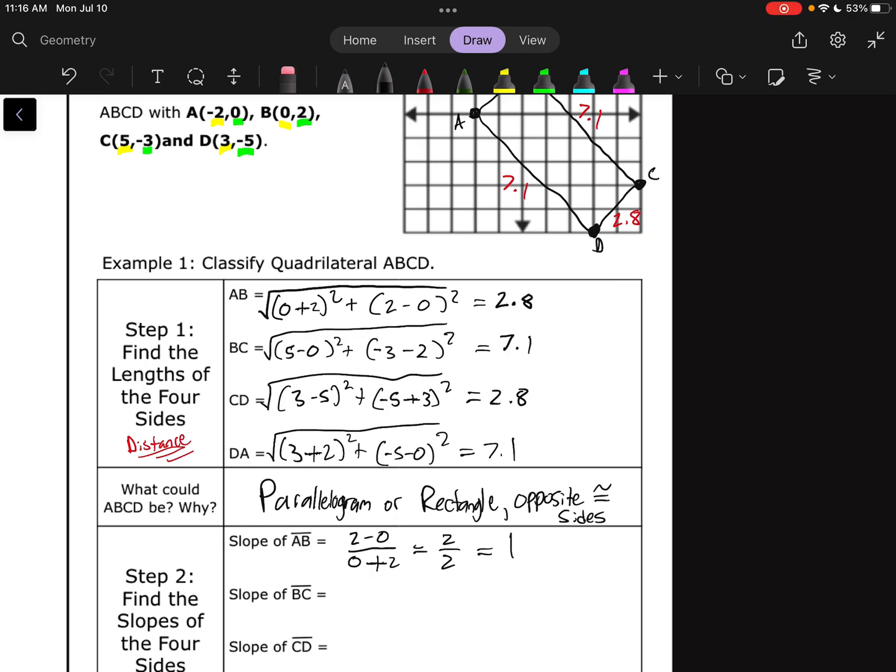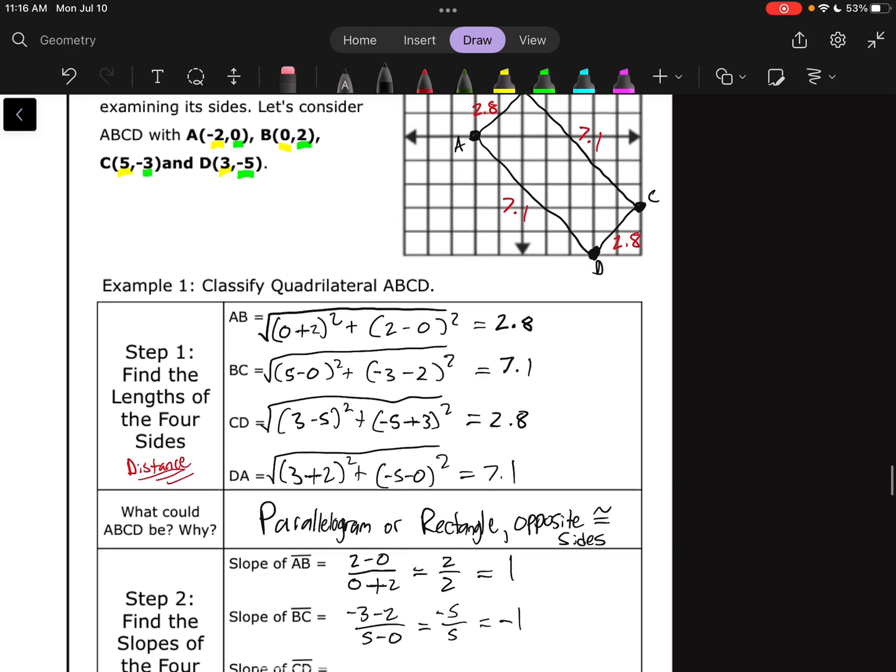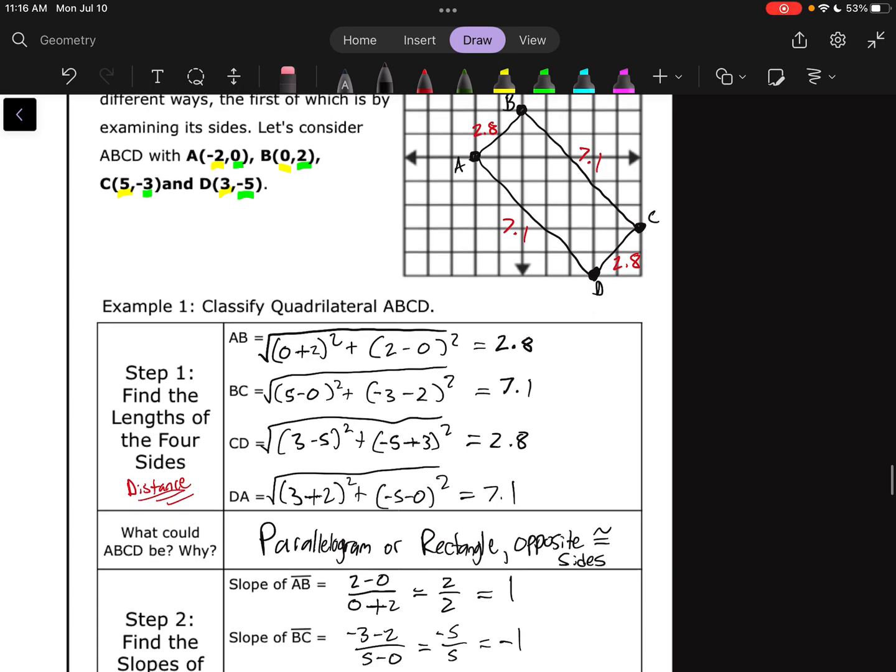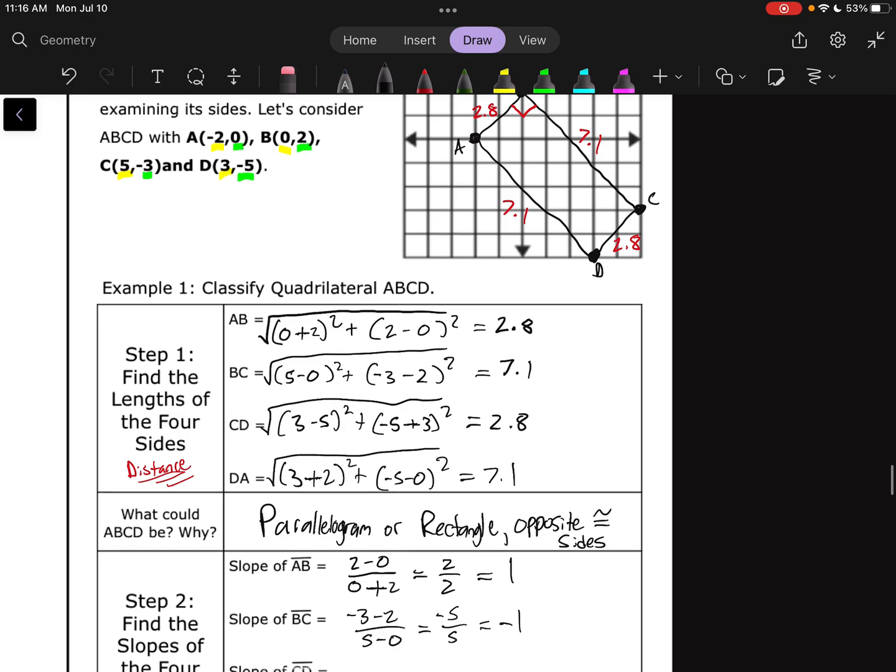Now for the slope of BC. For BC, we'll be doing -3 minus 2 over 5 minus 0. -3 minus 2 is -5. 5 minus 0 is 5. -5 over 5 is -1. Now, remember, slopes of +1 and -1, those are opposite reciprocals, so we do get a right angle between sides AB and BC. So that's one right angle.